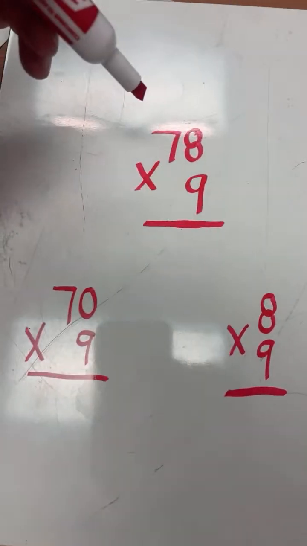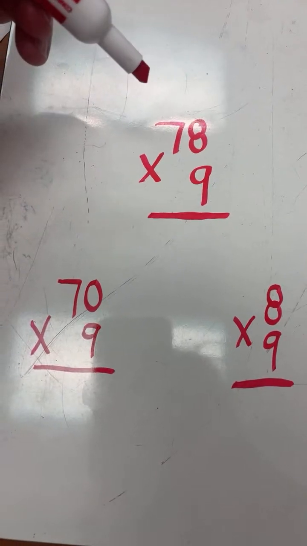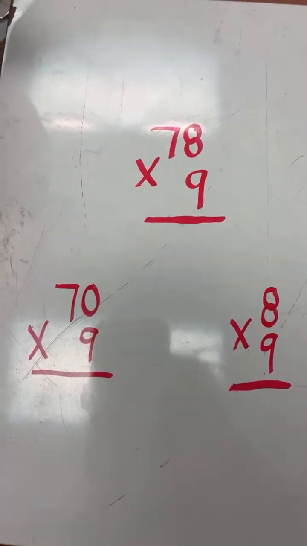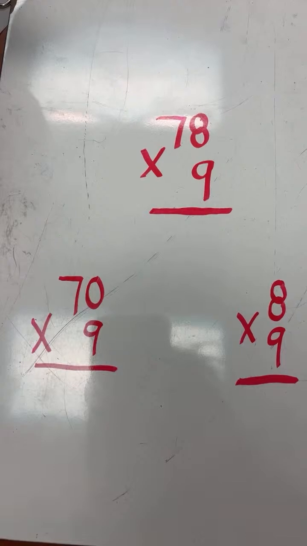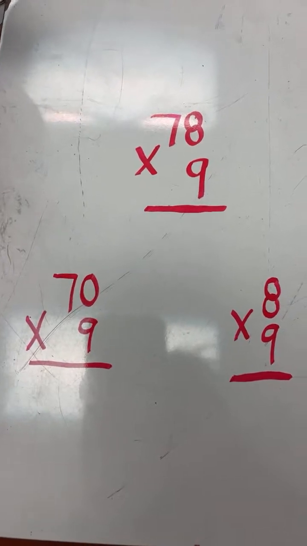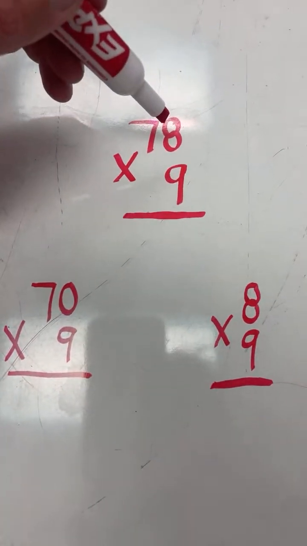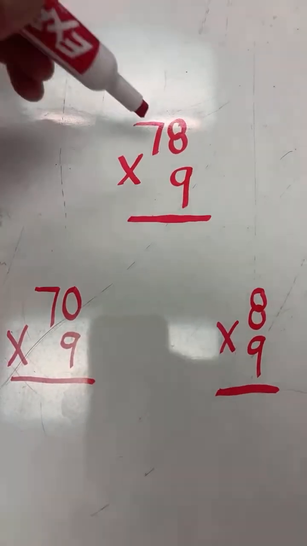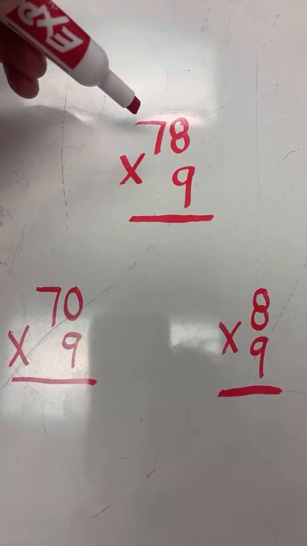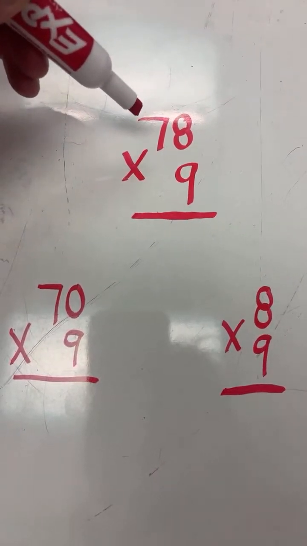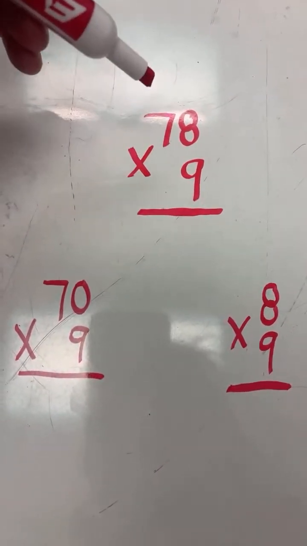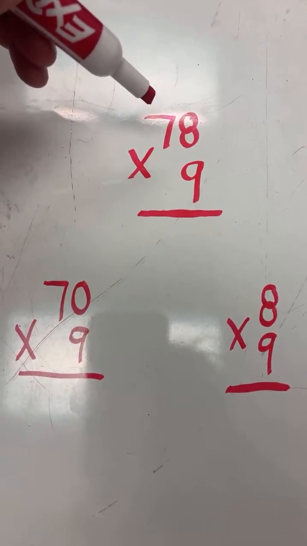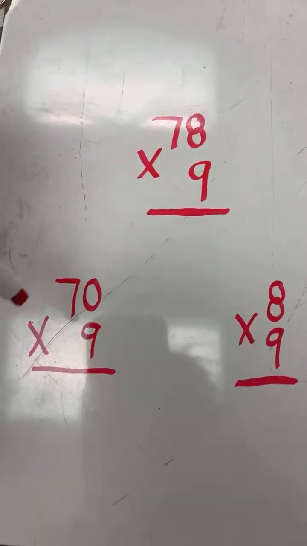So basically, the partial product method involves breaking down a two-digit multiplication problem digit by digit. So we multiply the numbers in the ones place. We multiply 8 times 9. And then we multiply the value of the digit in the tens place times 9. So the number in the tens place is 7. 7 tens is equal to 70.